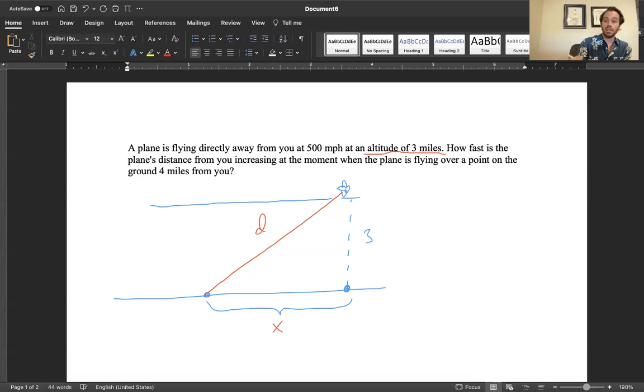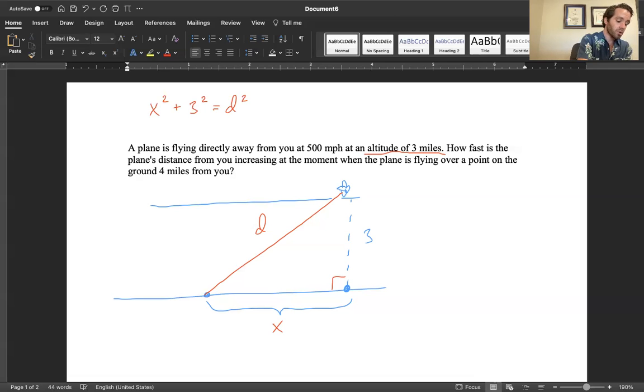And the equation relating these, the static relationship, the one that doesn't yet have derivatives, is based on the fact that this is a right triangle. The plane is flying at an altitude of 3 miles. That means straight up from the ground, 90-degree angle. So we've got x squared plus 3 squared equals D squared.